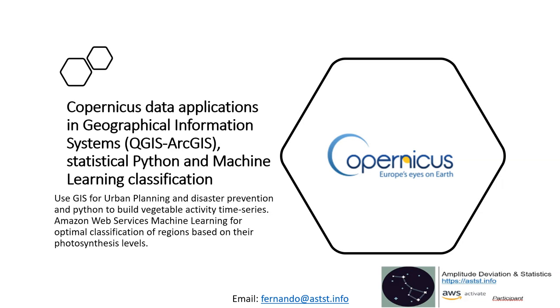Copernicus data applications in geographic information systems, QGIS and ArcGIS, statistical Python, and machine learning classification. Use geographical information systems for urban planning and disaster prevention, and Python to build vegetable activity time series. Amazon Web Services machine learning for optimal classification of regions based on their photosynthesis levels.